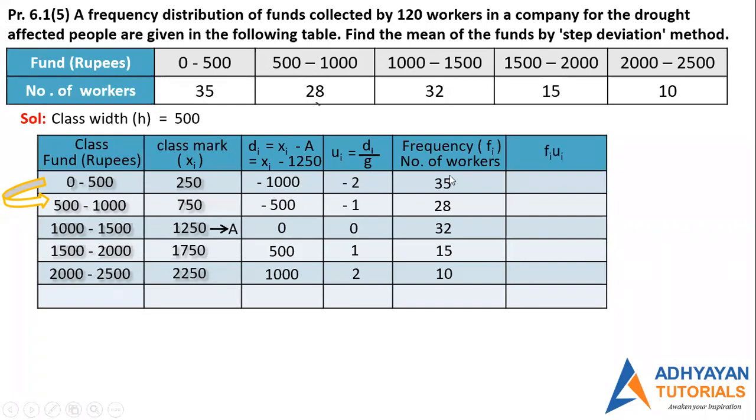Now the last column will be fi ui. When I say fi ui, you have to multiply fi and ui. So start multiplying. I'm giving you a minute's time, everybody.